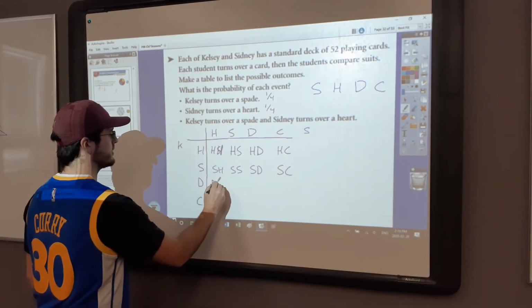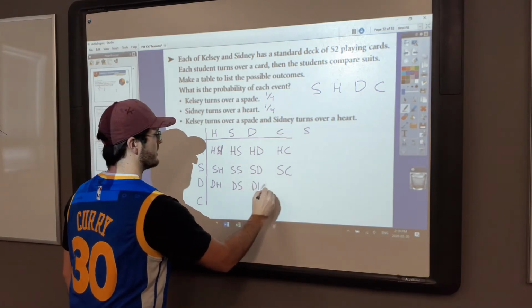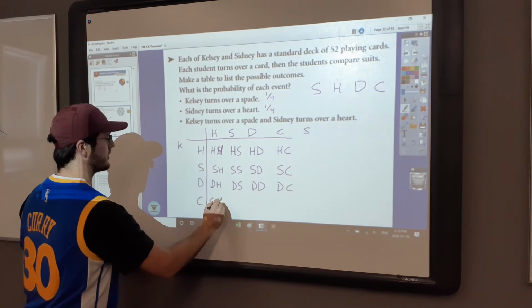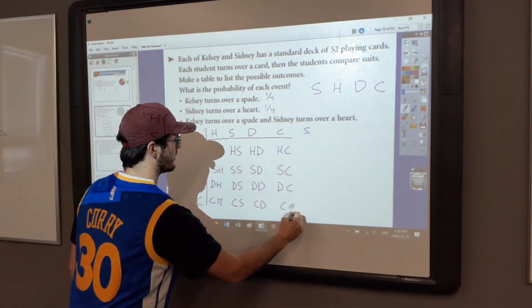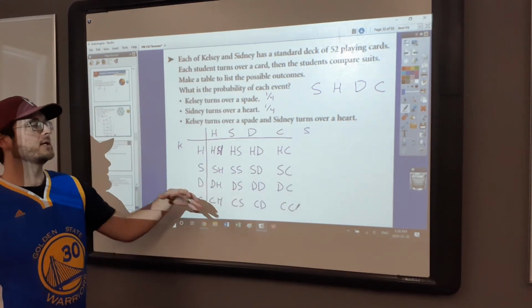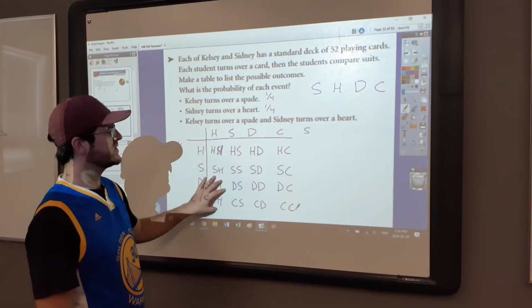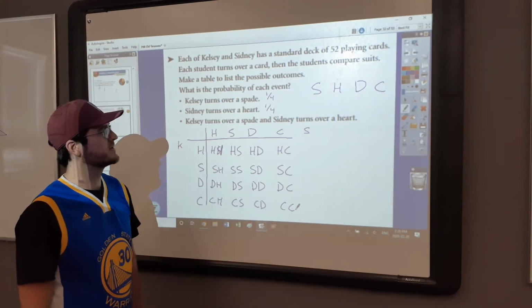We could have diamond with heart, diamond with spade, diamond with diamond, and diamond with club. And we could have clubs with hearts, club with spades, clubs with diamonds, clubs with clubs. Now this nice and neatly, I think a little bit neater than a tree diagram, shows all 16 different combinations. Four options for each, and that adds up to 16.